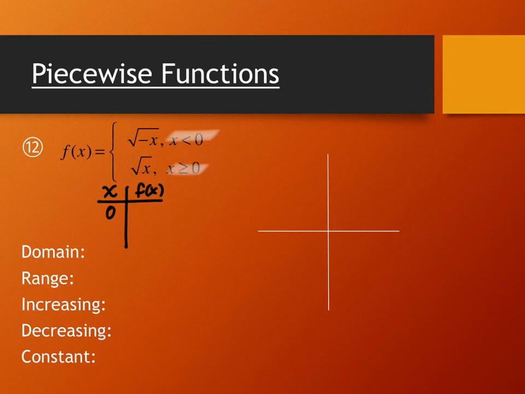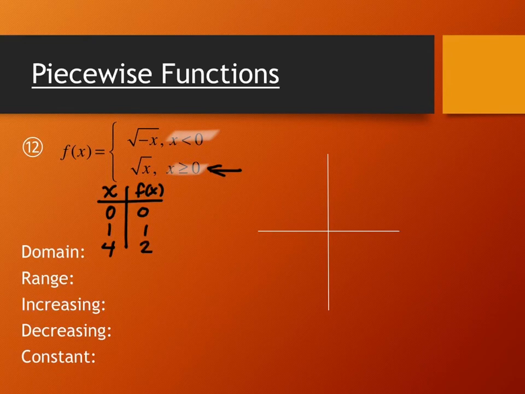So if x is 0, what's the square root of 0? 0. Let's pick nice square roots. How about x is 1? If x is 1, the square root of 1 plugged into the second equation would be 1. And we picked a nice value of x is 4 a minute ago on the first time we did this example. If x is 4, we get 2.